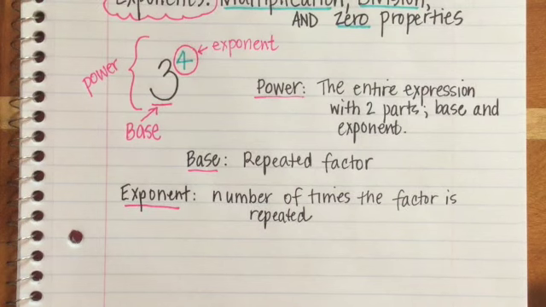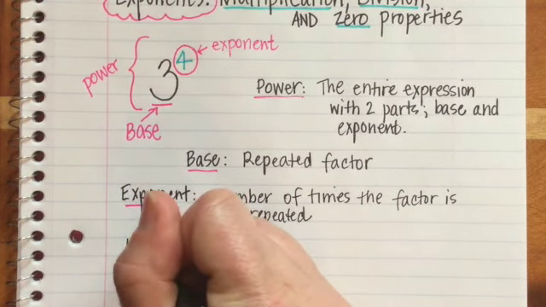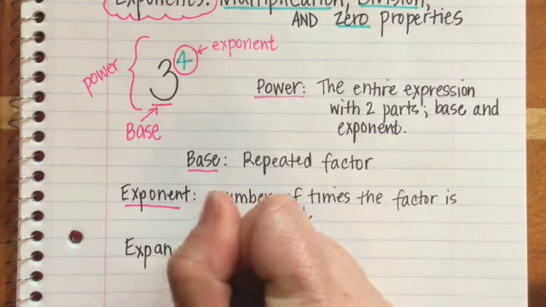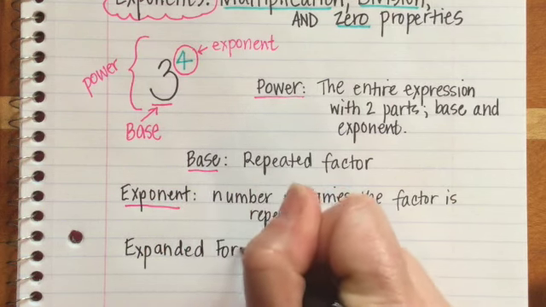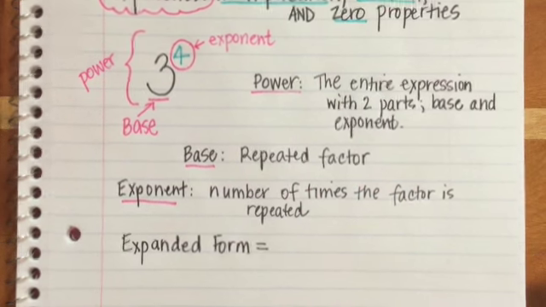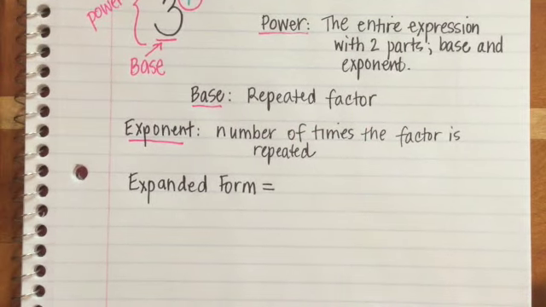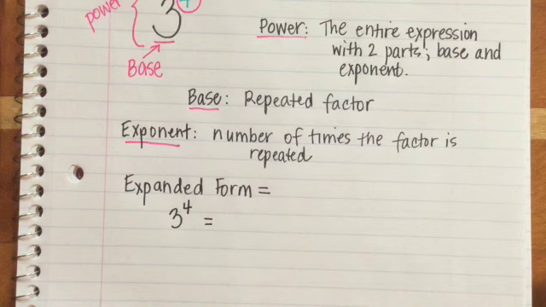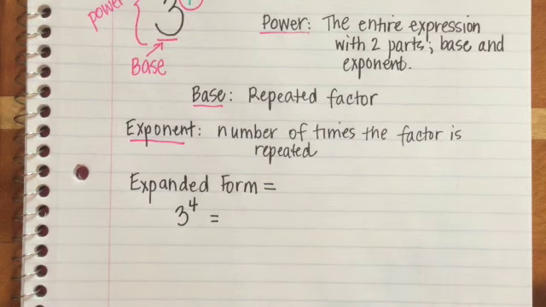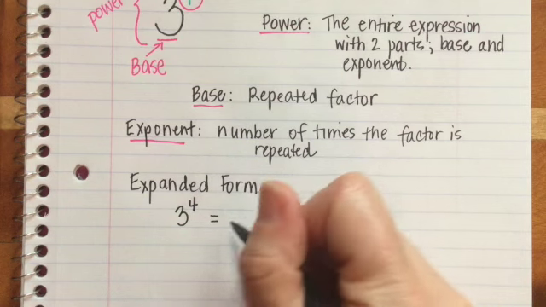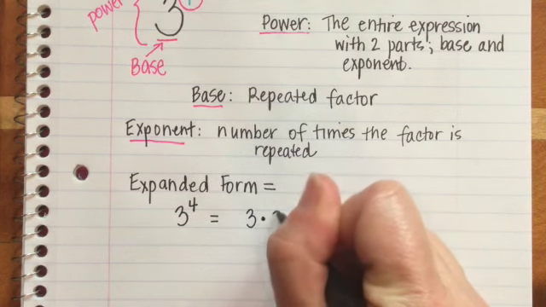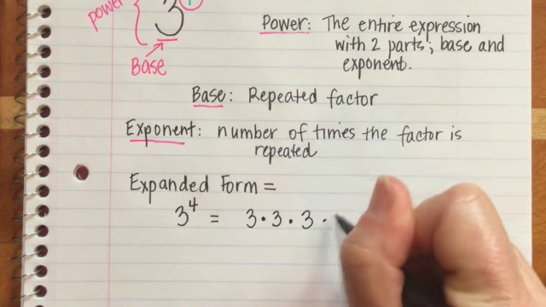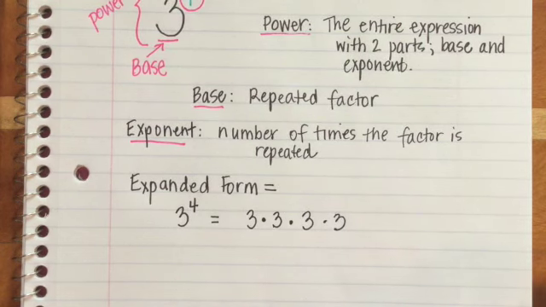So let's do a couple of examples of expanded form. So I'm going to call this section expanded form. And I'm going to use the same example we used up top. Why reinvent the wheel, right? Okay, so if I've got 3 to the 4th power, that 4 is telling me I've got 4 of these 3's that I'm repeatedly multiplying by themselves. So what that would look like is 3 times 3 times 3 times 3. So I've got 1, 2, 3, 4 of them.